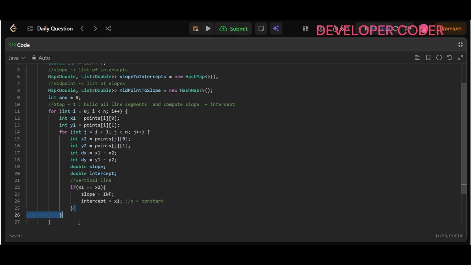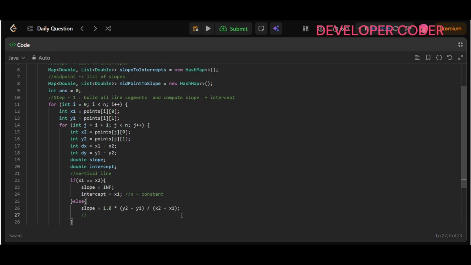Else, if this is not the case, how are you going to calculate the slope? You calculate it like this. I'm taking the slope as a double, so I write 1.0 into y2 minus y1, divided by x2 minus x1. That's it. This is how you write the slope.